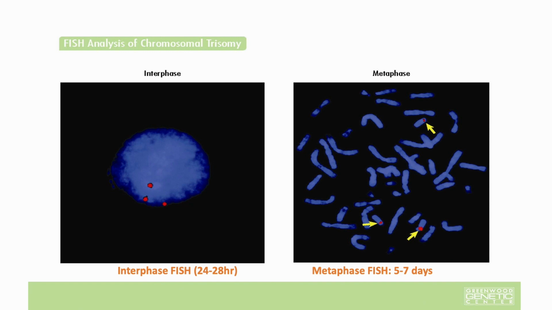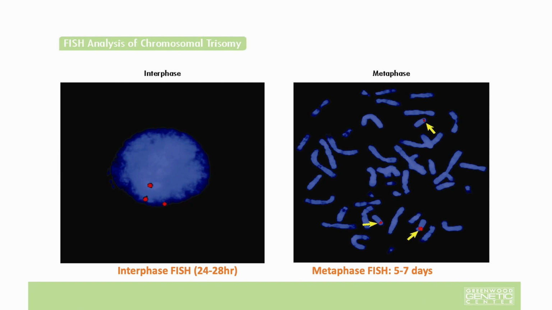This slide presents the results of FISH analysis focused on identifying a chromosomal trisomy. As you can see, we have two images, one depicting interphase FISH and the other showing metaphase FISH. Interphase FISH is performed on cells that are in the interphase stage of the cell cycle, which occurs approximately 24 to 28 hours after the cells have been cultured.